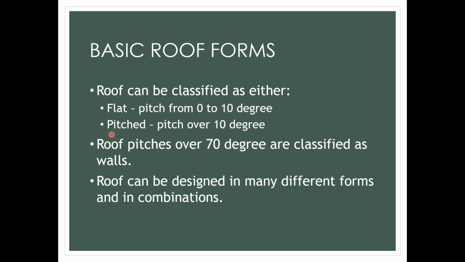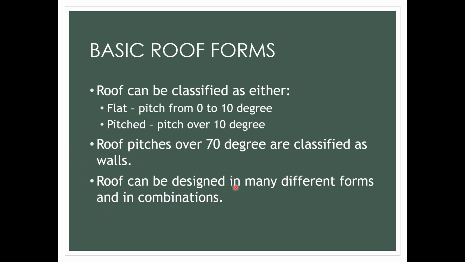And then the second type of roof form is the pitched roof, which is any roof whose pitch is more than 10 degrees. And then roof pitches over 70 degrees are classified as what? If you see any roof with a pitch of more than 70 degrees, we don't call it a roof, but it is under the classification of wall.